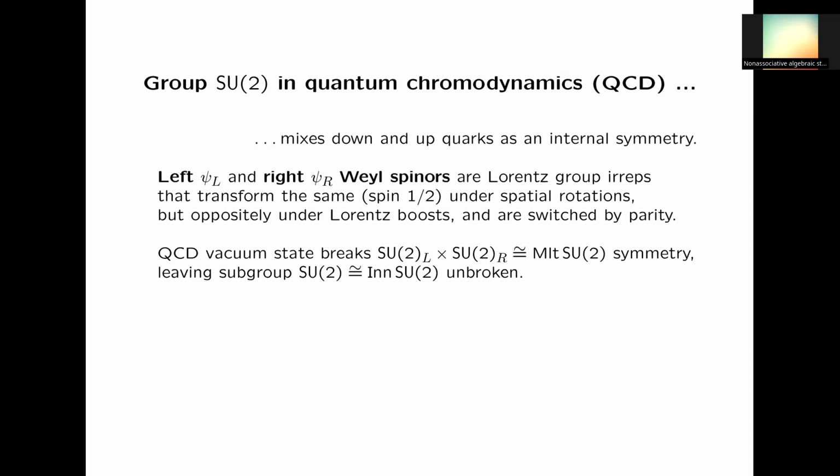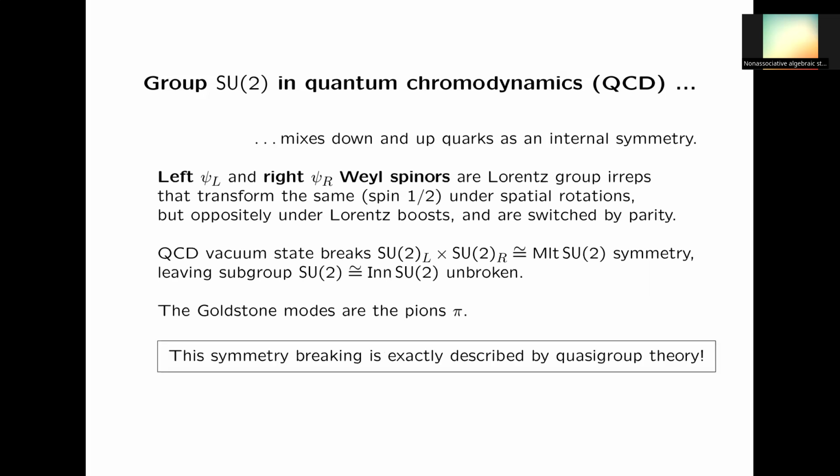And the critical observation here, where the quasigroup theory comes in very nicely in this example, is that this SU2L cross R is the multiplication group of the group SU2, and the invariant part is the inner multiplication group of SU2. So in other words, the Goldstone modes are the pions, and this symmetry breaking is exactly described by quasigroup theory. So this is really what the Germans would call a Paradebeispiel for what we're doing here. And physicists already know about this. This is the so-called coset construction of Wess and Zumino and others.